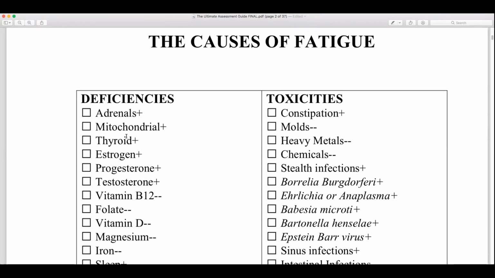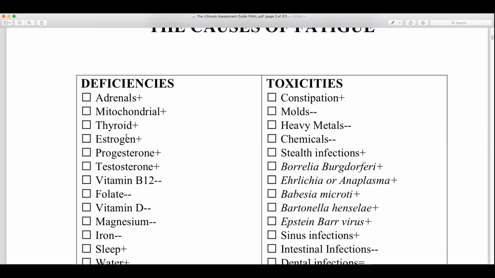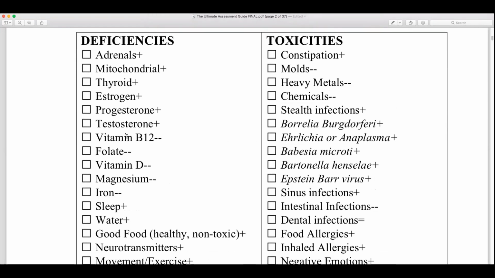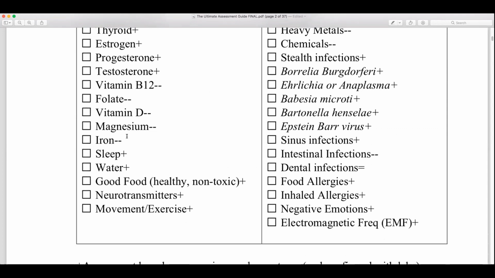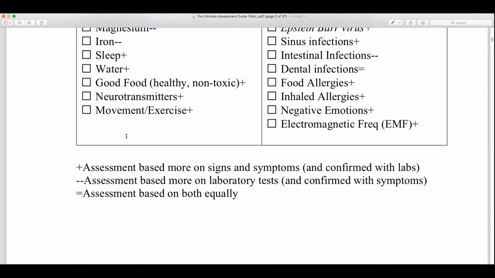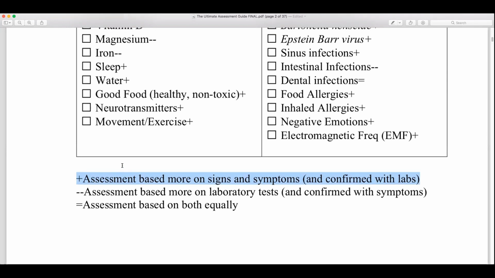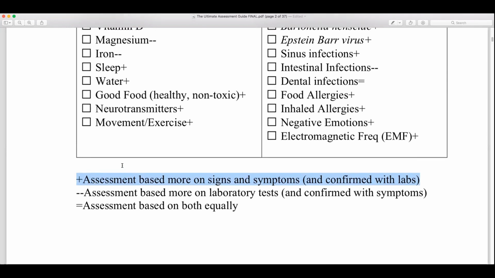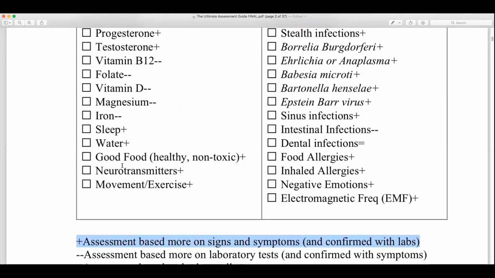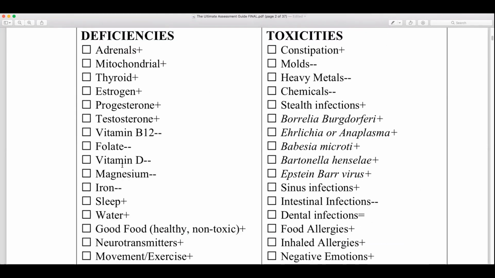So this is the list of the causes of fatigue. I've grouped them into deficiencies as well as toxicities, and we're going to go through all of these. You'll see the pluses and the minuses next to them. I've given you some guidance on whether assessment is based more on signs and symptoms and confirmed with labs. If you don't have the labs yet and you still want to dive into this packet, you can do so by focusing mainly on those that have the plus next to them, which are mainly the ones that you can diagnose based off of your signs and symptoms.